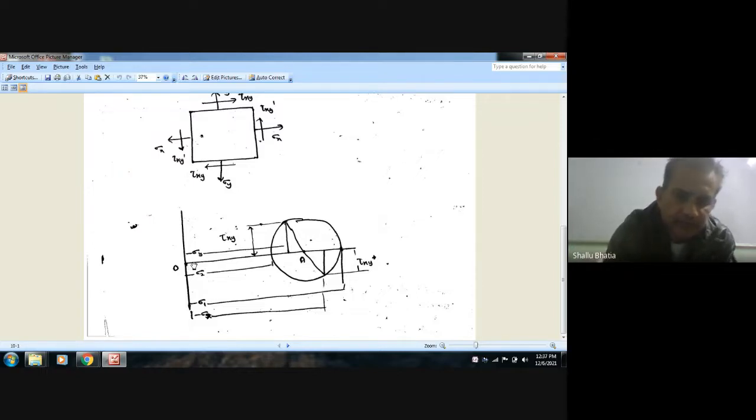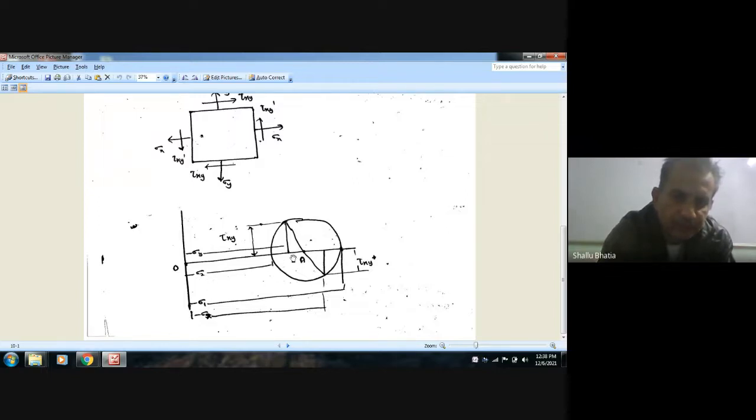Now next, this is sigma y. The second stress acting is tau xy, that is clockwise. So join these 2 points and find your center. This will be the center, this will be the radius. Draw the Mohr circle. This is the Mohr circle. So this is the minimum principal stress, and this is the maximum principal stress.